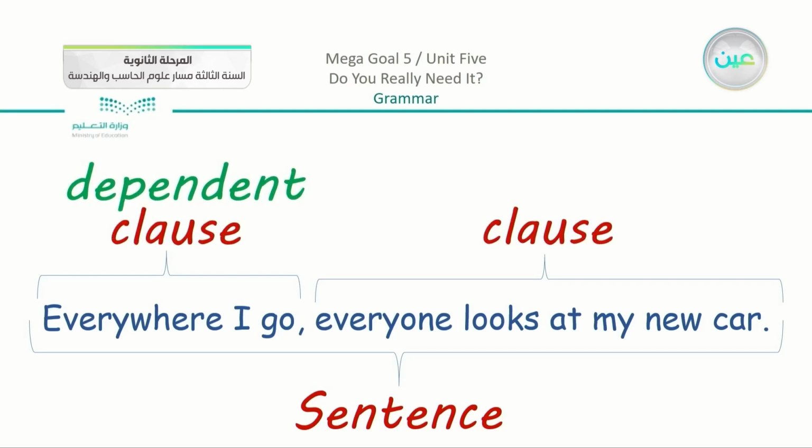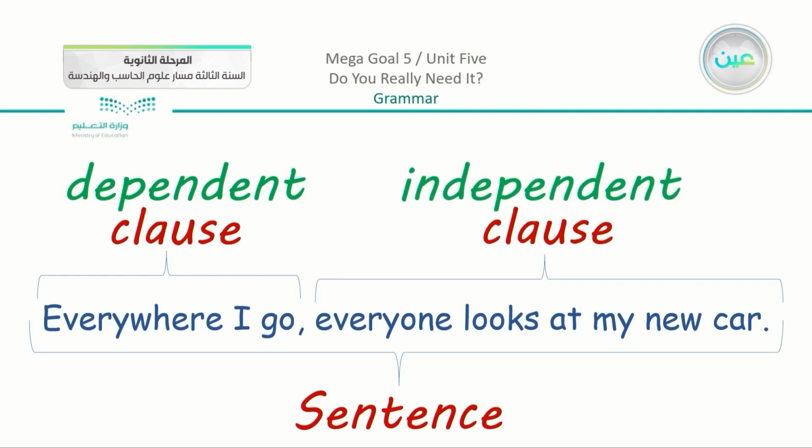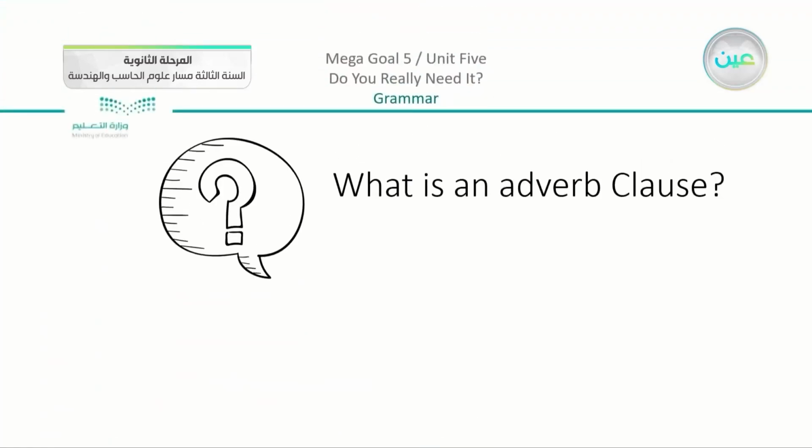And the other part, let's just ignore this one and say, everyone looks at my car. If I come to you and tell you, everyone looks at my new car, here you have a complete idea, you understand something completely. So this clause is independent. Now we know that the dependent clause doesn't give a complete meaning, and this is going to be the adverb clause. And we have the other part, which is an independent clause because it gives you a complete idea or a complete meaning. Now, moving on, just to make sure that we are on track, what is actually an adverb clause?